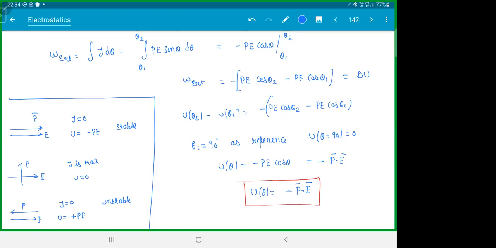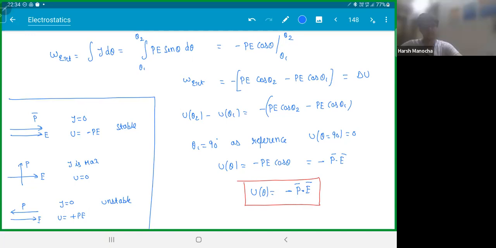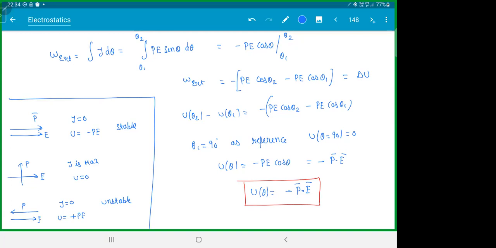Sir, in SHM, the point where the dipole will be aligned with the electric field, that will be the mean position. That's a stable equilibrium, no? Remember, SHM always happens about stable equilibrium. You should come back now, right? Unstable, you won't come back.